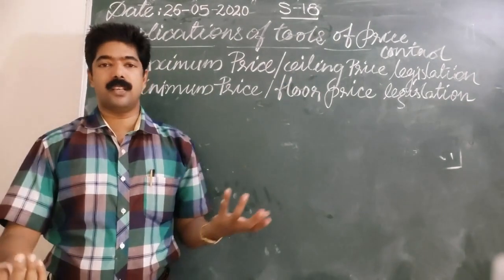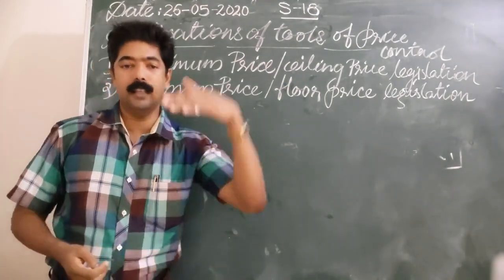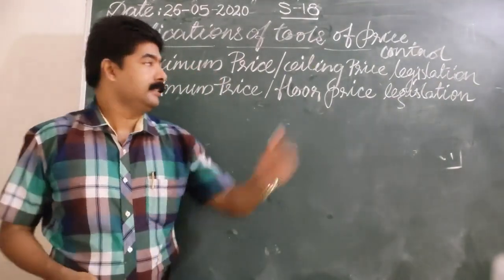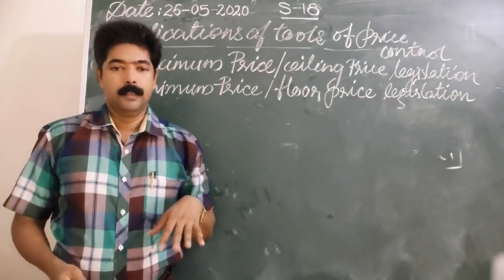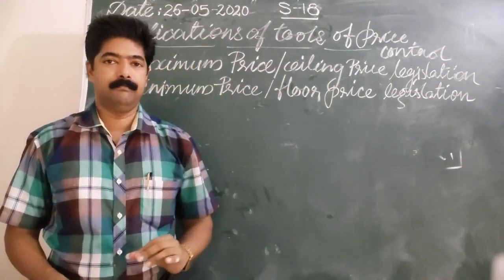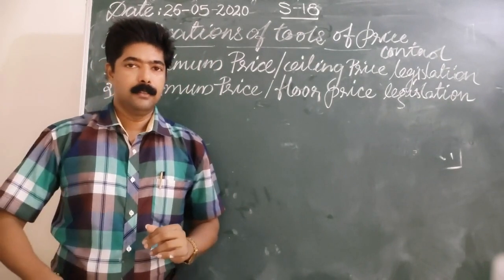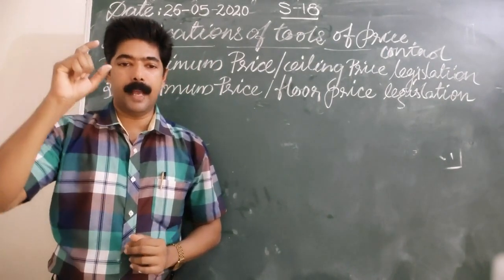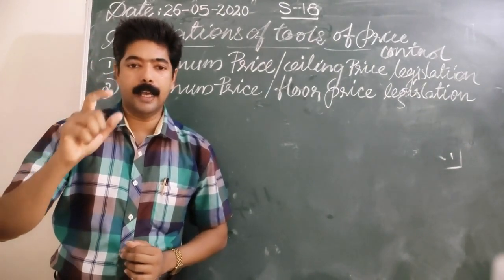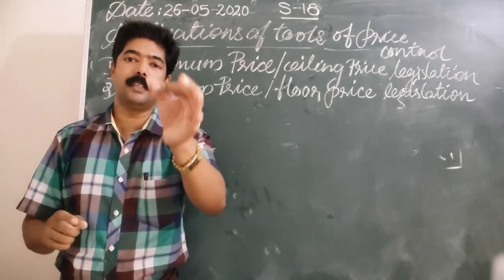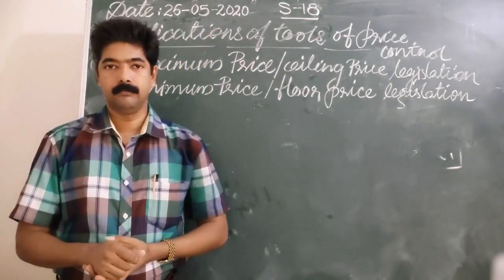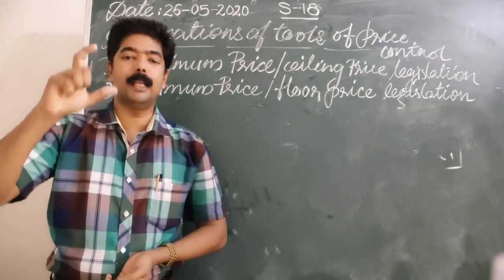And when such a situation occurs, what is the outcome, we will also discuss. So let me also say what is meant by maximum price or ceiling price. The price ceiling is the maximum legal price. I repeat, the price ceiling is the maximum legal price which the suppliers can charge for a particular good or service.